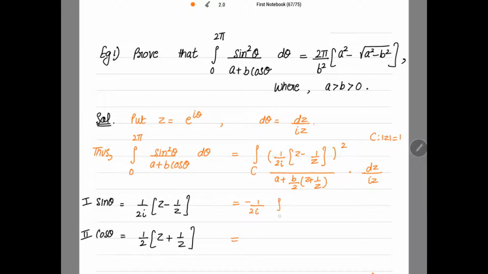If you solve this, you will get z to the power 4 minus 2z square plus 1 over z square into bz square plus 2az plus b dz. And I'm putting this whole fraction as a function, that is f of z dz. So everything is in the form of z, so I'm writing this as a function f of z dz.